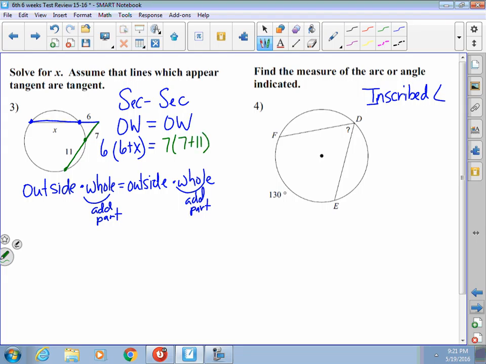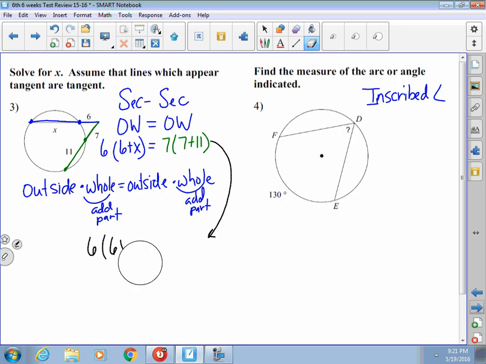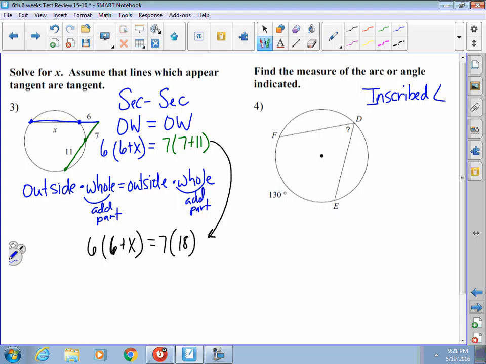That's 7 plus 11. Now I know you can probably do that mentally, but we're just going to simplify. So what we have is 6(6 plus x), sorry about that, is equal to 7 times 18. Okay, the whole segment is 18. If they have numbers, you can just mentally do that part, but make sure you recognize you are going to have to distribute. And then now we're going to solve the equation for x. So 6 times 6 is 36, plus 6x, equals 7 times 18, which is 126.